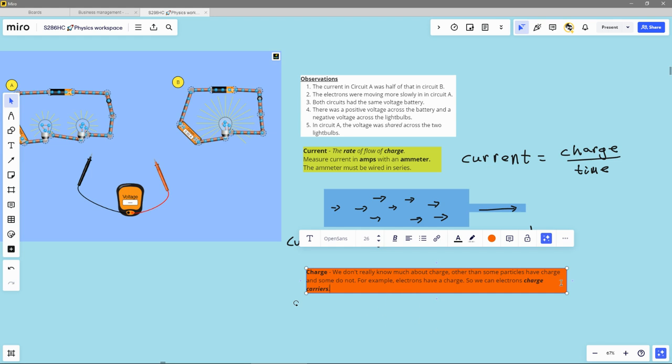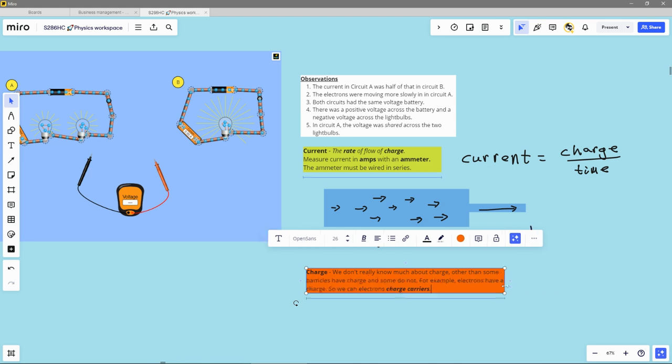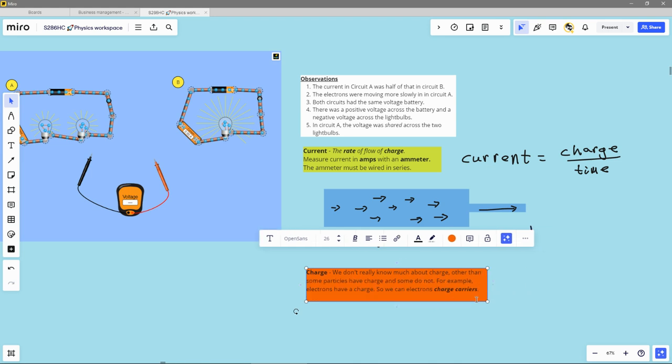And what do we measure charge with? Well, what do we measure it in? In other words, the unit. We measure charge in coulombs. I think you measure charge with a coulomb meter, but it's not really something we'd talk about much at GCSE, so we'll ignore that for now.